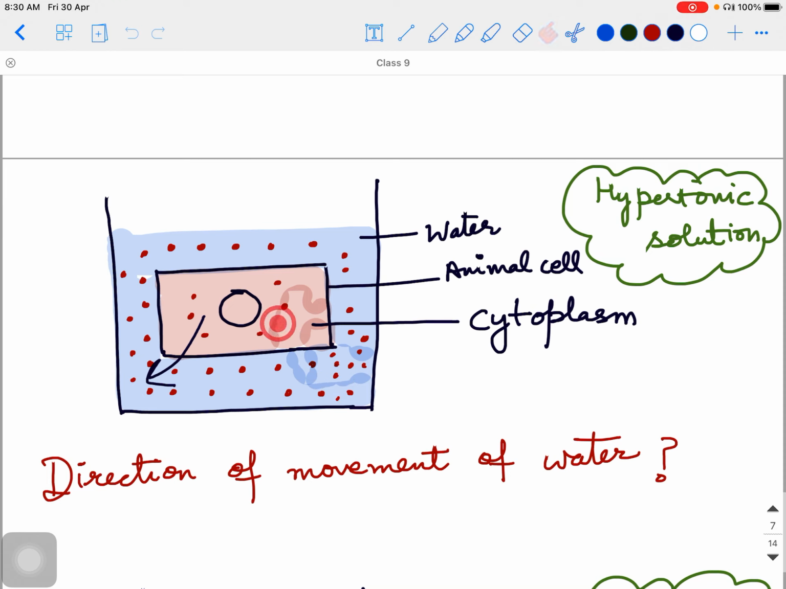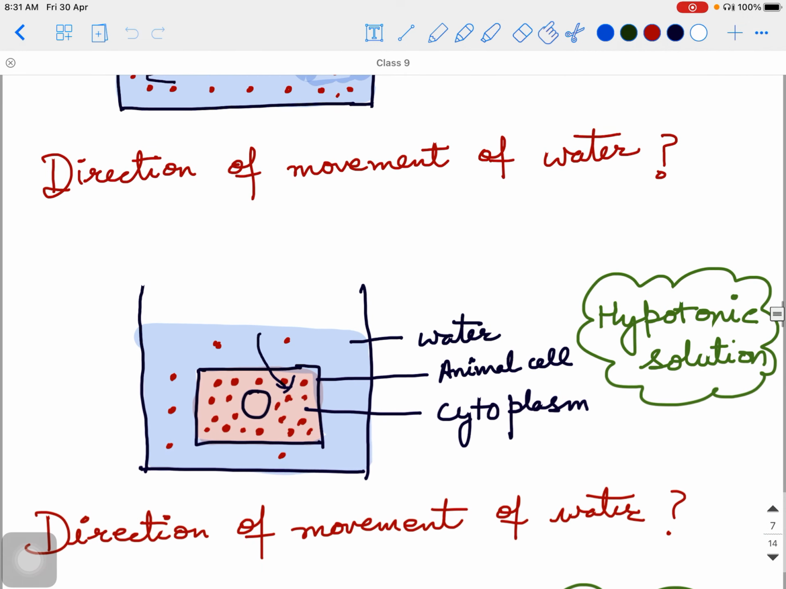And when we put our hand, which is made up of animal cells, in such water, what happens? Our hands, our skin, the cells of our skin, they shrink. All of us must have observed this, that there is shrinkage of cells when we wash clothes in detergent water. So that is an example of shrinkage of cell in hypertonic solution.